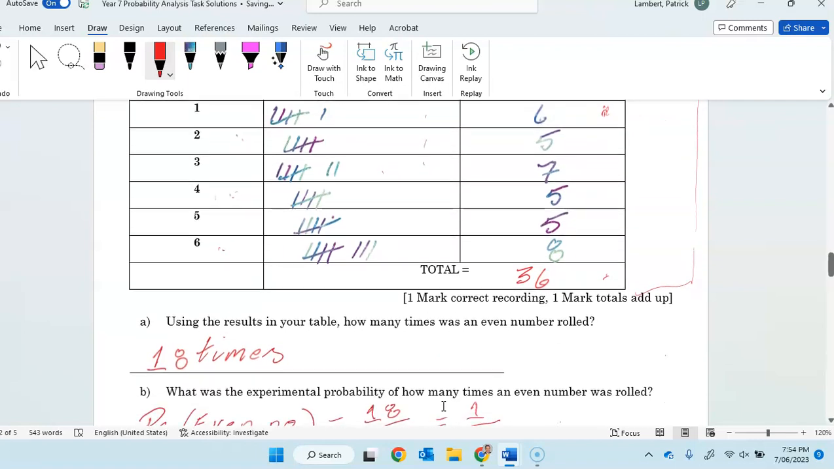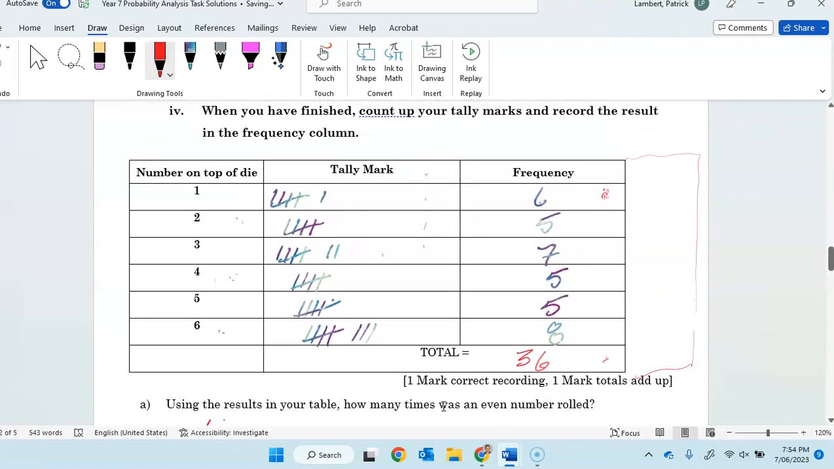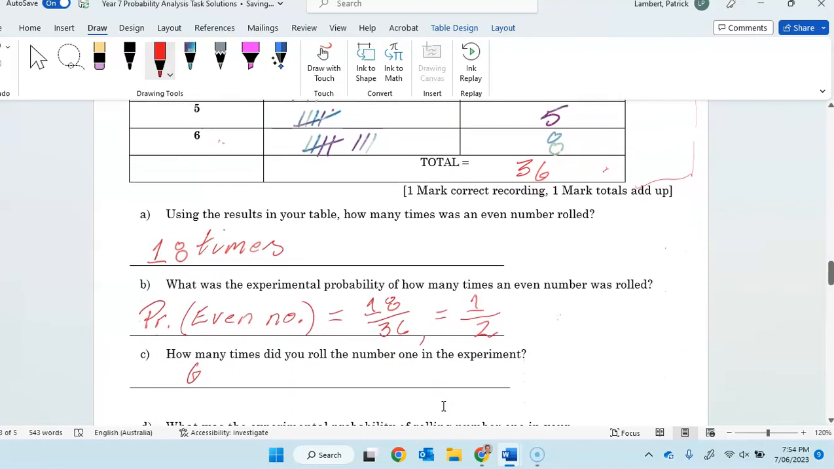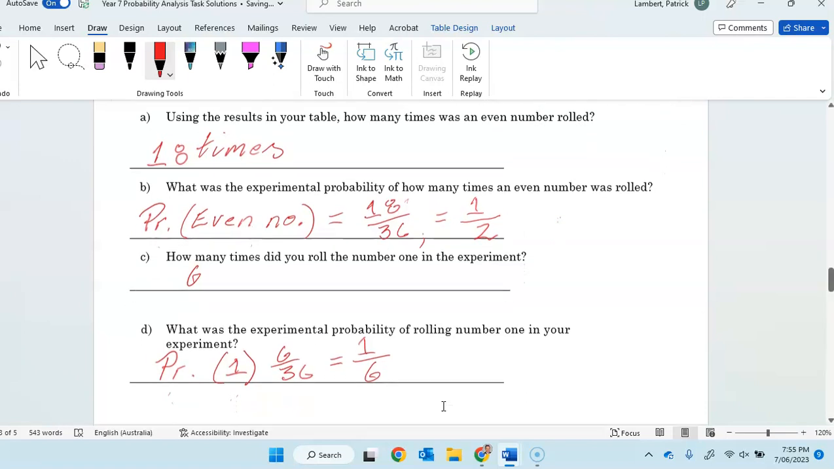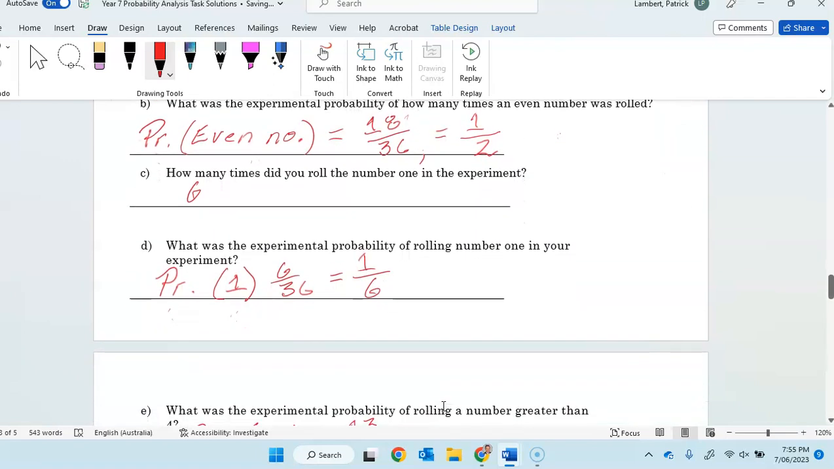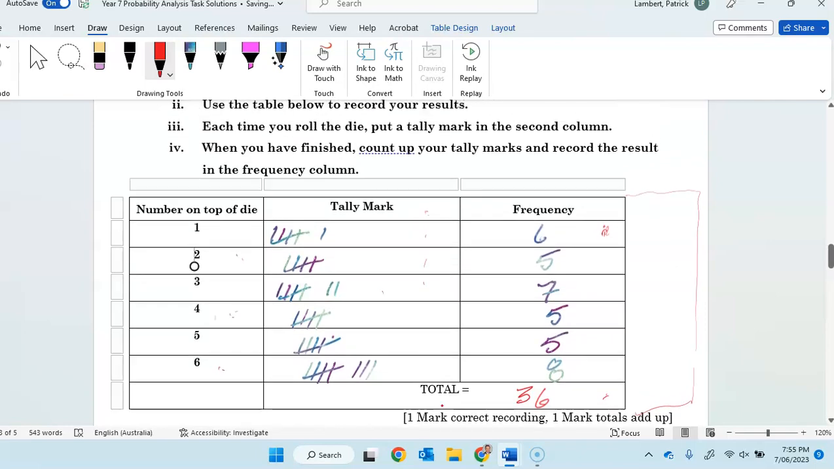columns. Now, how many times was an even number rolled? That's a 6, that's a 4 and a 2. You add those up, you get 18. To get 4 marks in a proper probability question, you have to show the formula. The probability with the event in a bracket, desired outcomes over total outcomes. So, an even number, probability, even number in brackets, 18 out of 36, 1 in 2. How many times did you roll a number 1? 6 times. There it is there, 6 times.